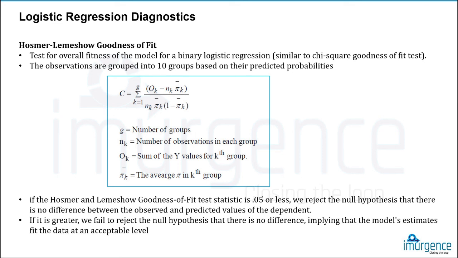So if the Hosmer-Lemeshow goodness of fit test p-value is 0.05 or less, we reject the null hypothesis that there is no difference between the observed and the predicted values of the dependent. If that happens, the alternate is selected, which says that there is variability in the behavior of each bucket of data, and that is what we expect, right? So that expresses that our model is statistically significant.